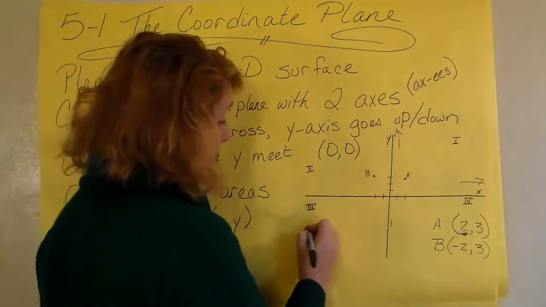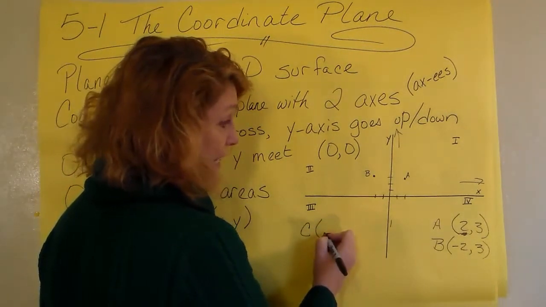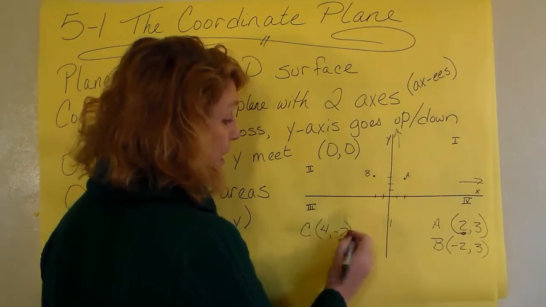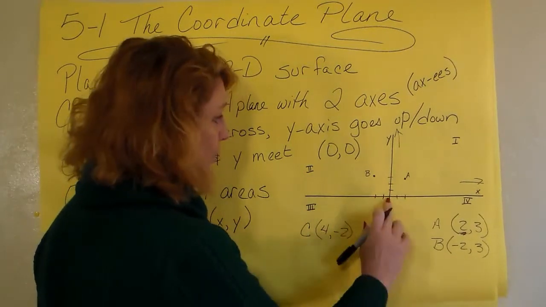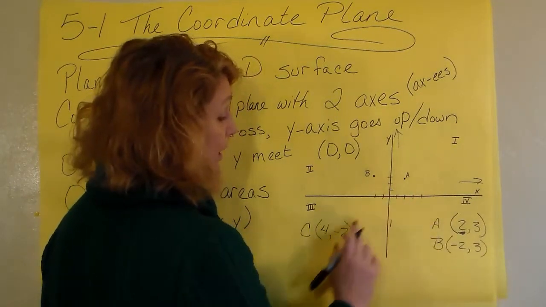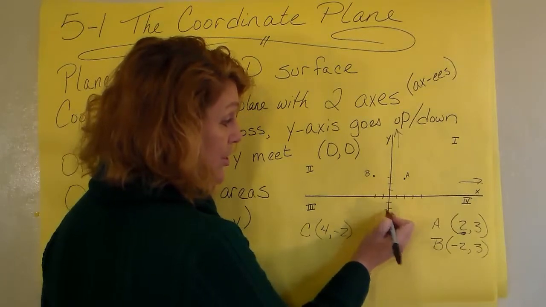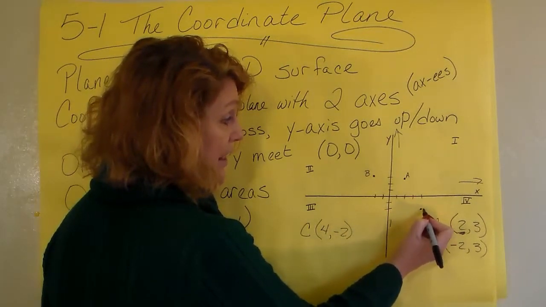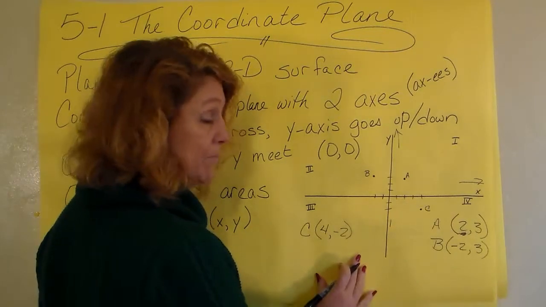We can also have, let's say, point C is going to be 4, -2. Let's make our y negative. So now we're going to go 4 in the positive direction, but we're going to go down 2. 1, 2, 3, 4 over and down 2, and that is going to be point C.